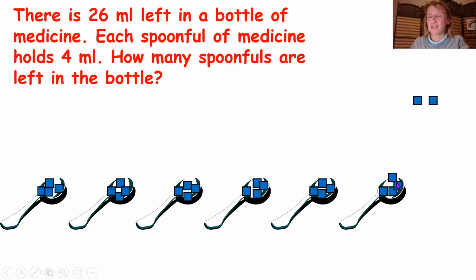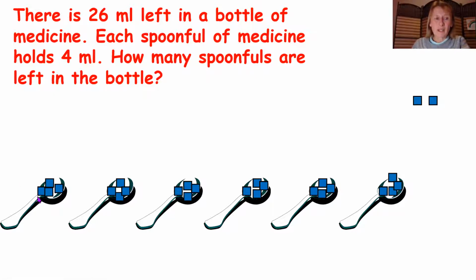You can all draw spoons and draw little circles. They don't have to be squares, little circles in that to count out those groups of 4 on each spoon. Now then, we have 2 milliliters left over. It asks how many spoonfuls are left in the bottle.